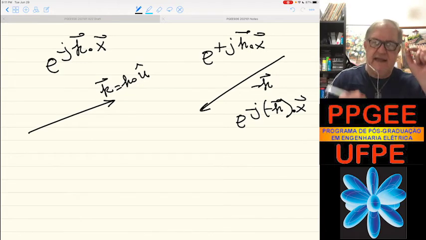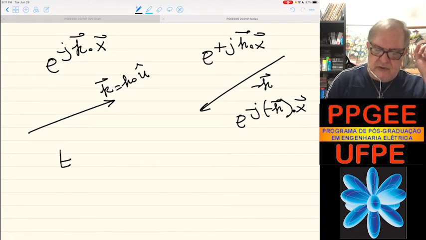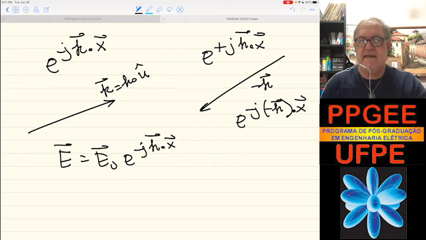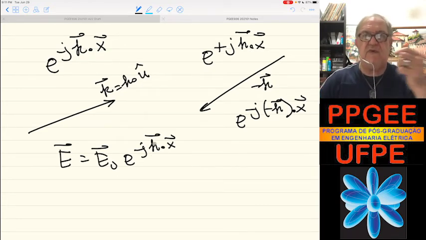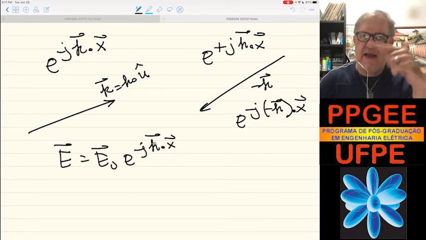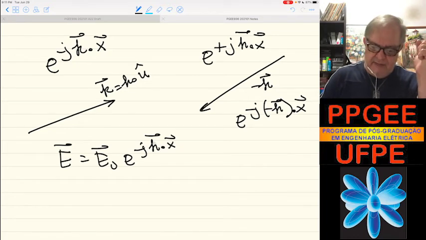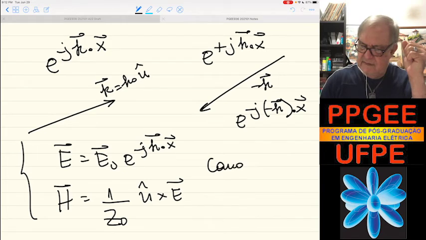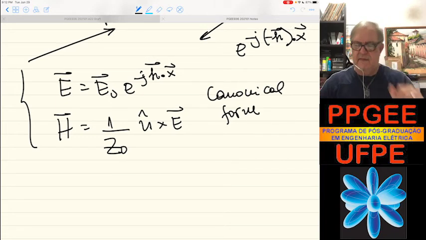So let's go back to the canonical form. E equals E0. We only have to use this form because whatever sign we have here depends only on the definition of the wave vector, to what direction it points. So when we have that, we have H equals 1 over Z0 u cross E. Canonical form, right?